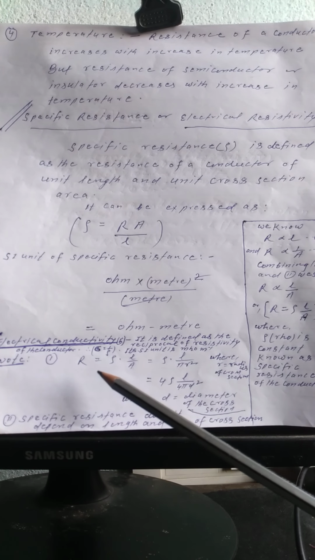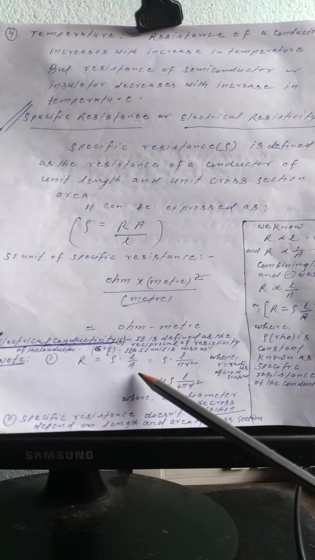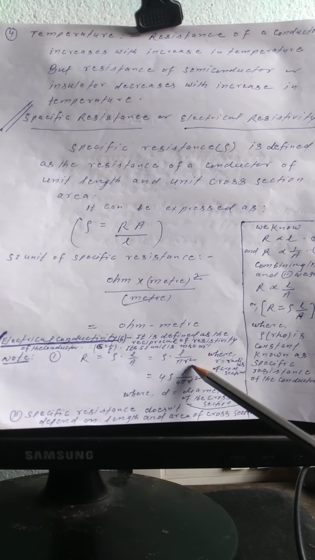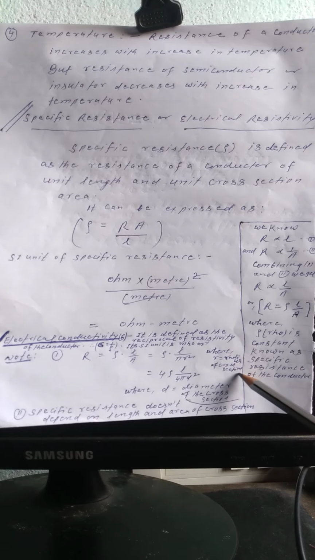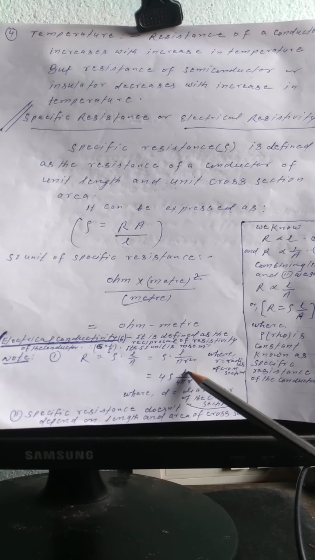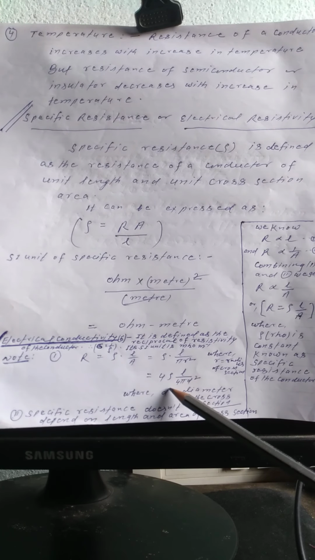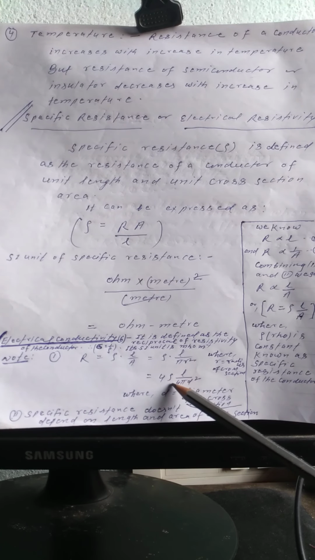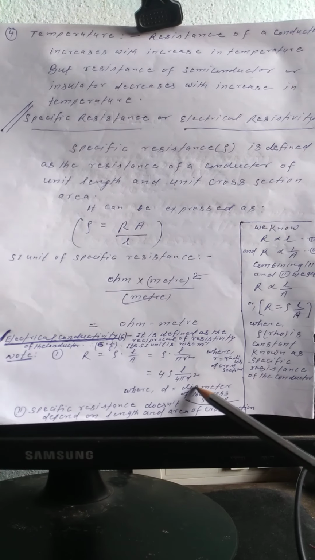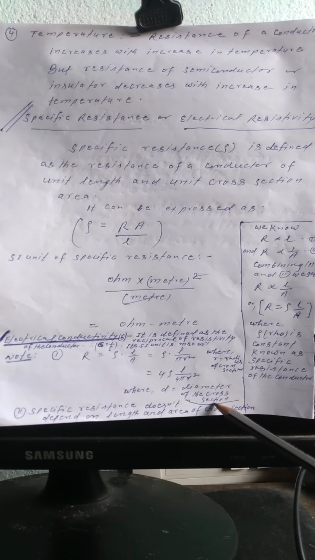Now we know that R is equal to rho into L by A. Our area of cross section can be expressed as pi R square, where R is radius of the conductor, or R is equal to D by 2. So now here R is equal to 4 rho L by pi D square, where D is the diameter of the cross section.